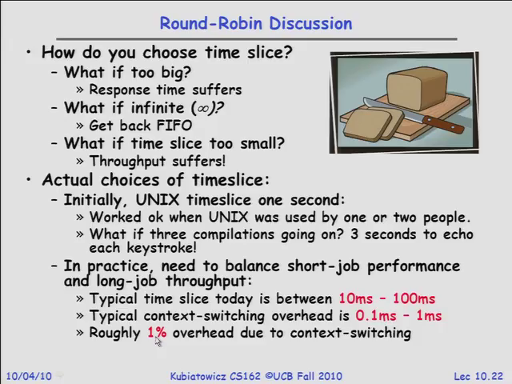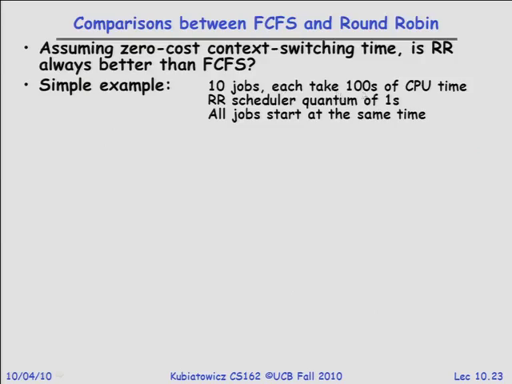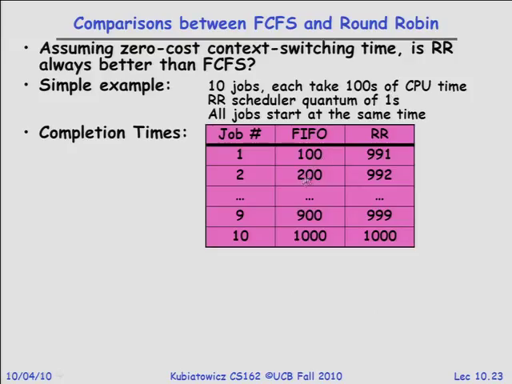Suppose we have 10 jobs, each taking 100 seconds of CPU time. Round robin scheduler every 1 second, let's say. All jobs start at the same time. Notice the FIFO case, first job is done in 100, then 200, up to 1,000. Round robin case, first job's done in 991, then 992, 993, up to 1,000. Okay, so which one is better?